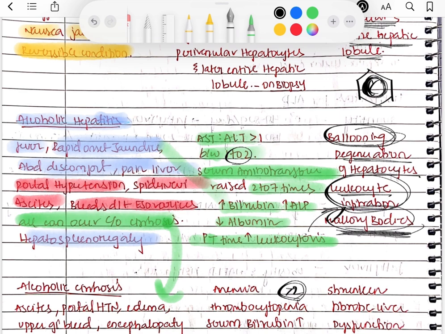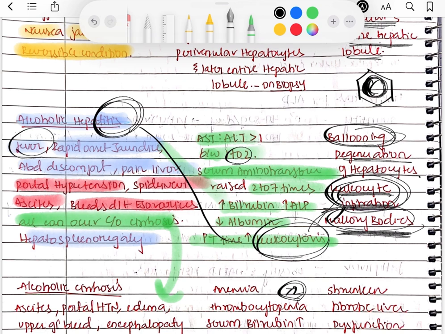Because of this leukocytosis, leukocytic infiltration is also seen, right? There is inflammation, there is infection, so there will be a rise in leukocytes, which will be causing leukocytic inflammation. There will be fever, rapid onset jaundice, and all these things can be seen. So this is about alcoholic hepatitis.